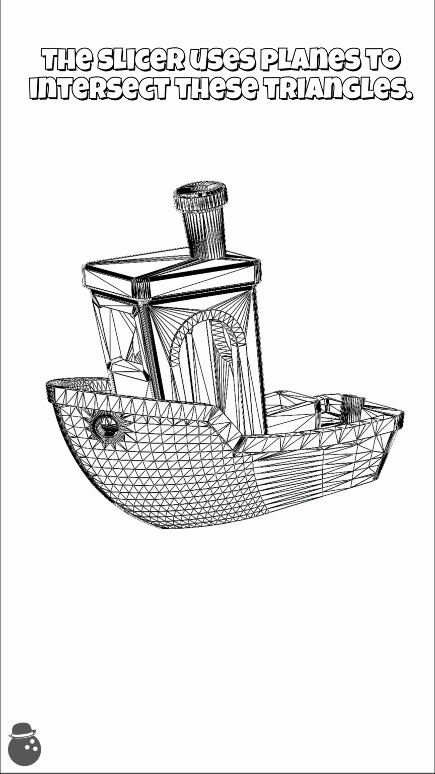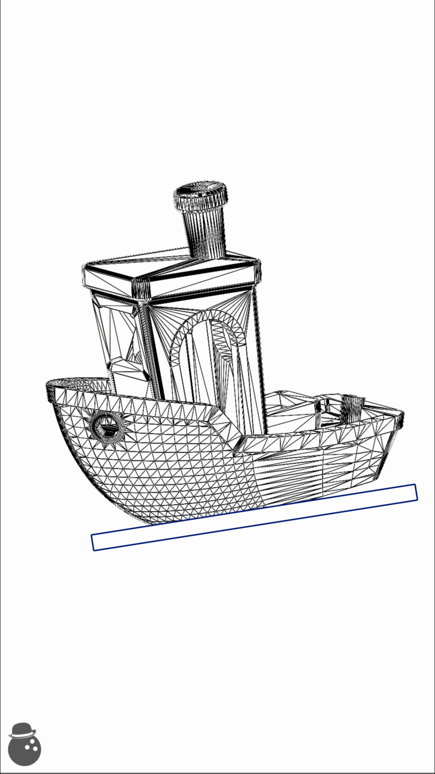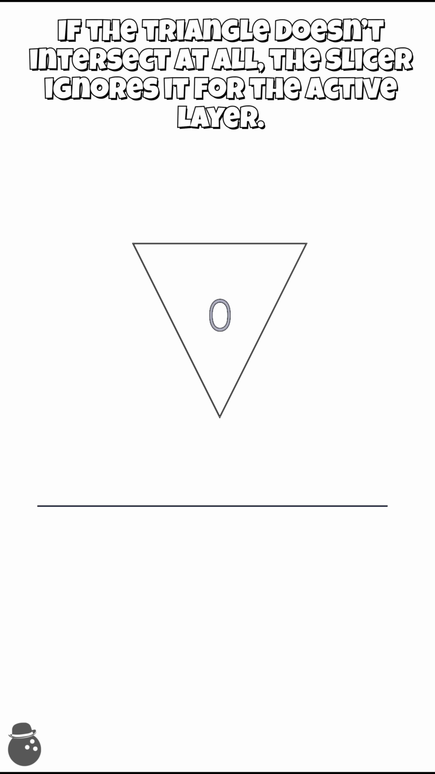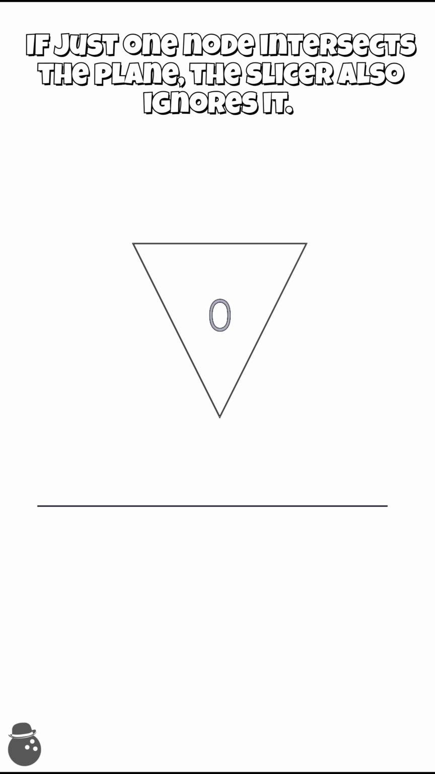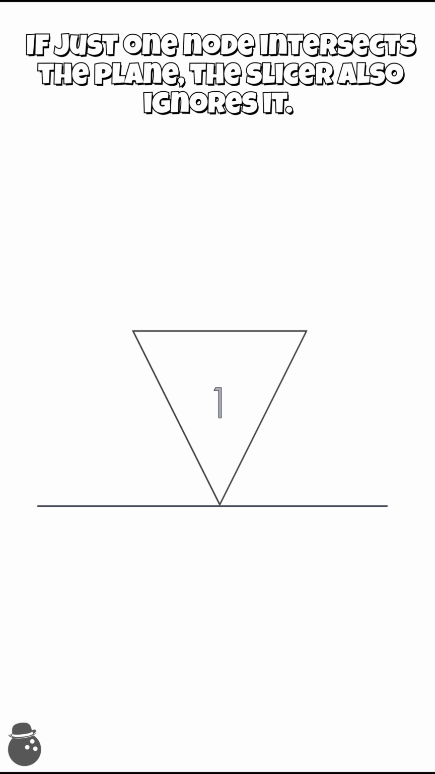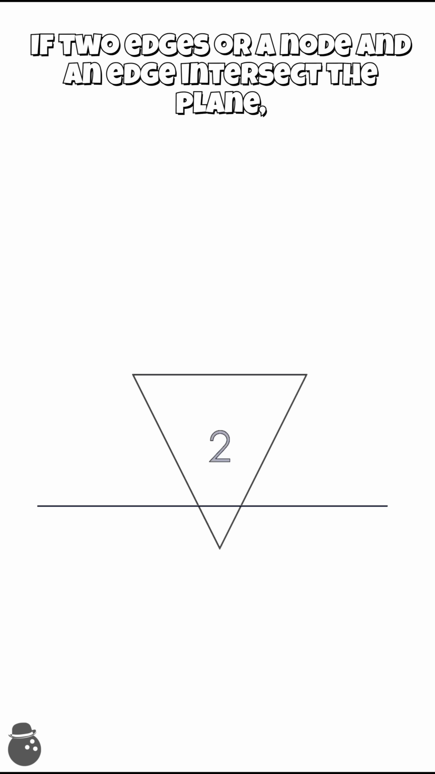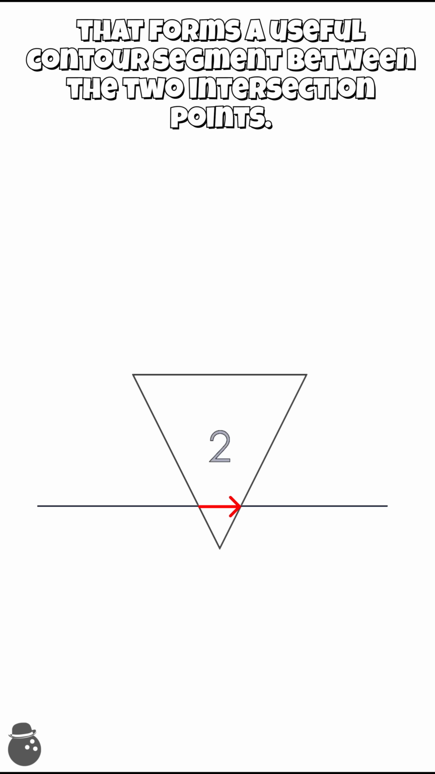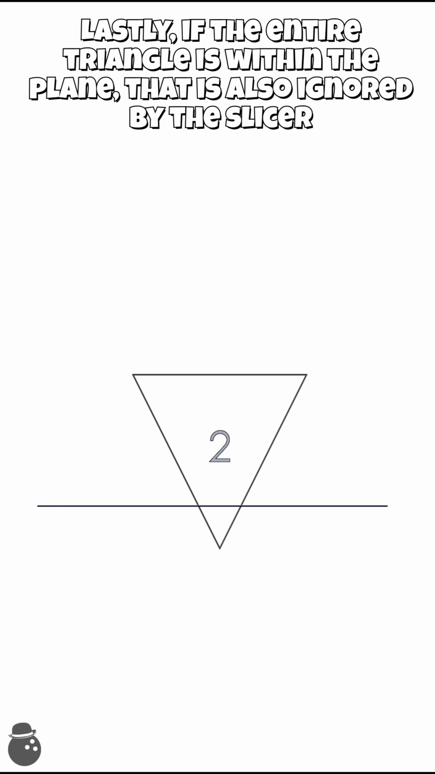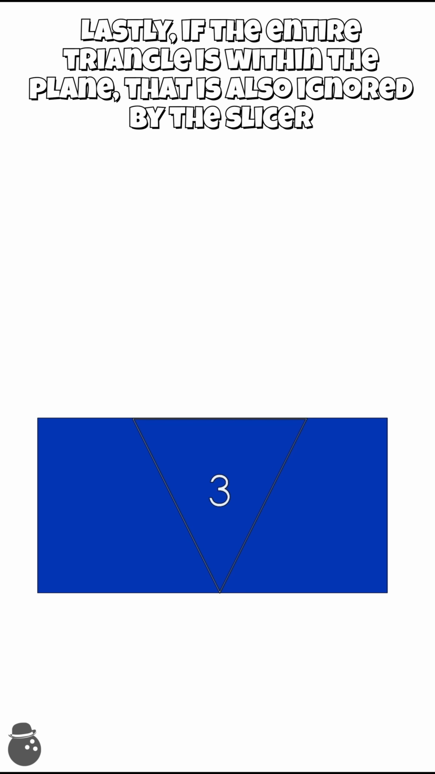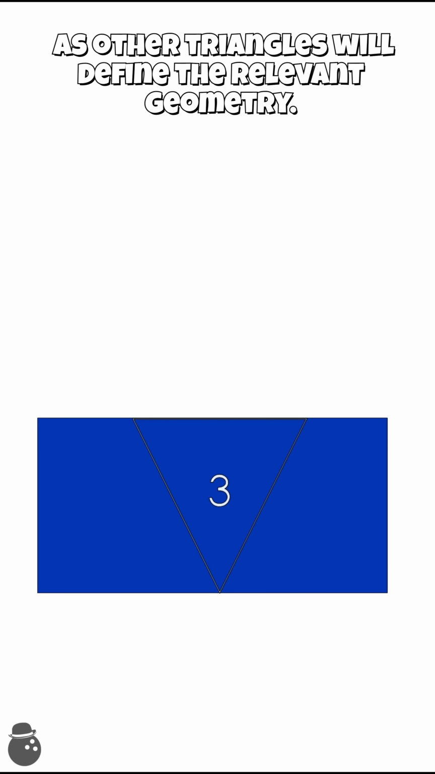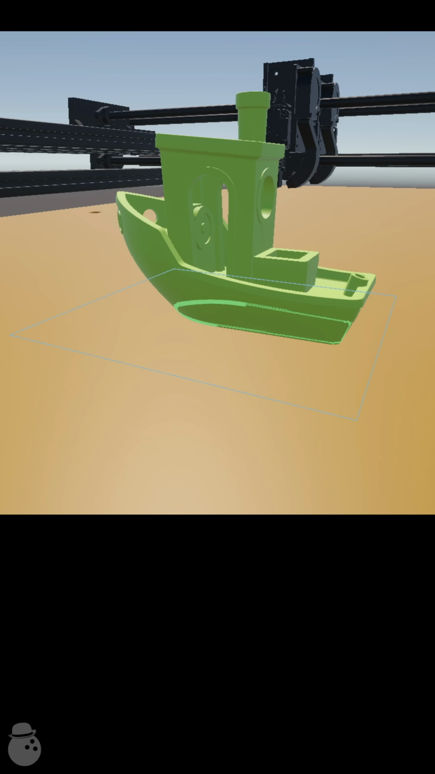The slicer uses planes to intersect these triangles. If the triangle doesn't intersect at all, the slicer ignores it for the active layer. If just one node intersects the plane, the slicer also ignores it. If two edges or a node and an edge intersect the plane, that forms a useful contour segment between the two intersection points. Lastly, if the entire triangle is within the plane, that is also ignored by the slicer, as other triangles will define the relevant geometry.